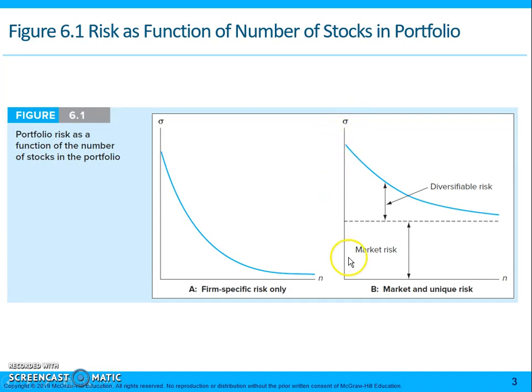The next chart has the same setup, standard deviation on the y-axis and number of securities on the x-axis. But in this case, we've combined the market or systematic risk with our unique firm-specific or unsystematic risk. We can see as we add securities, the diversifiable risk goes away and there's virtually no impact on the market risk.